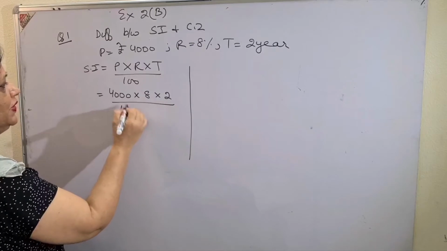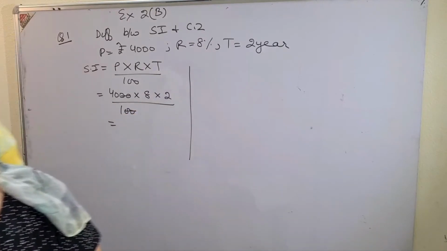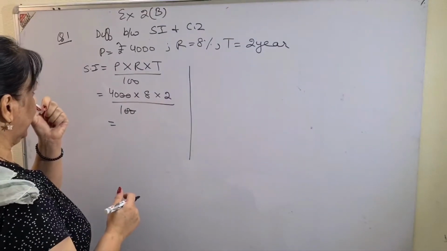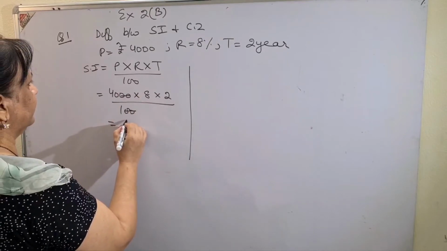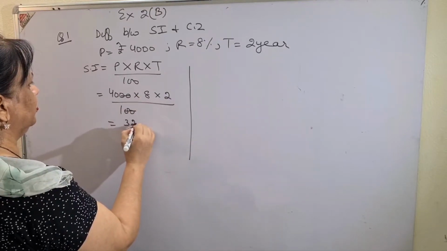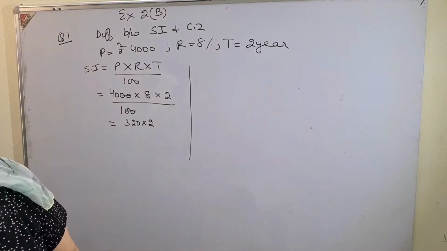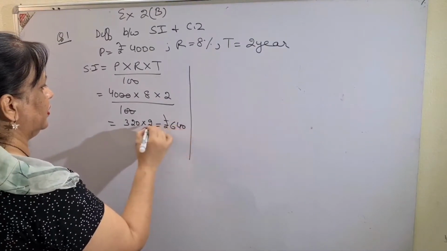Because it was simple interest, I calculated it directly. You multiply it and you will get your first answer. That will be 40 into 8 is 320, 320 into 2, and this will be 640 rupees, 640.